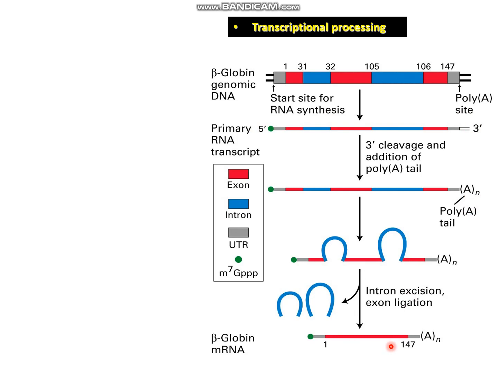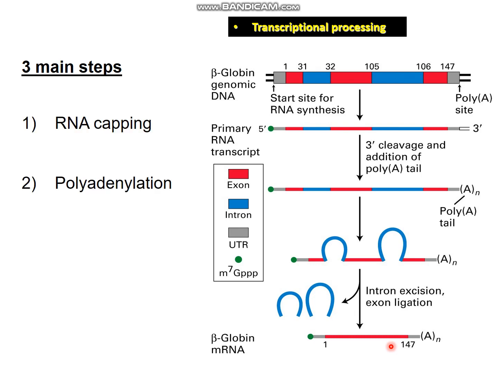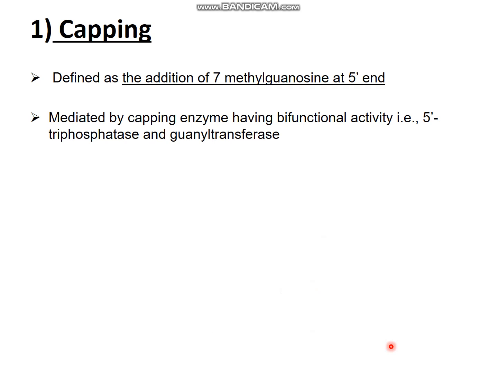Therefore, we can say that the post-transcriptional modification includes three main steps. The first is RNA capping, the second is polyadenylation, and the third is splicing. Now let's study each of these steps one by one. So the first is capping.